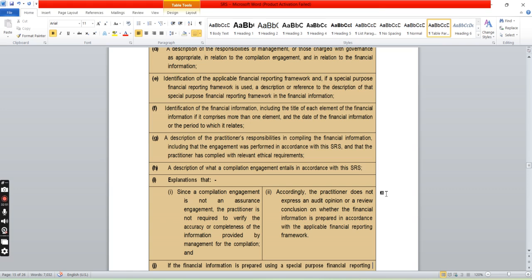Explanation that since a compilation engagement is not an assurance engagement, the practitioner is not required to verify the accuracy and completeness of information provided by the management for the compilation. Accordingly, the practitioner does not express an audit opinion or a review conclusion on whether the financial information is prepared in accordance with the FRF.